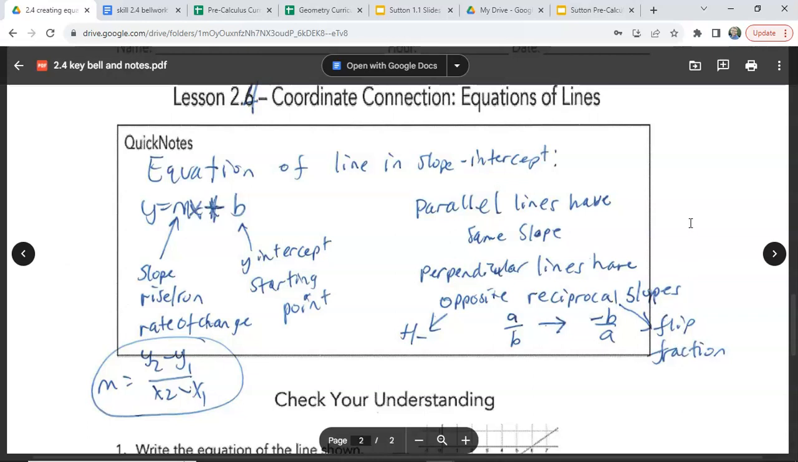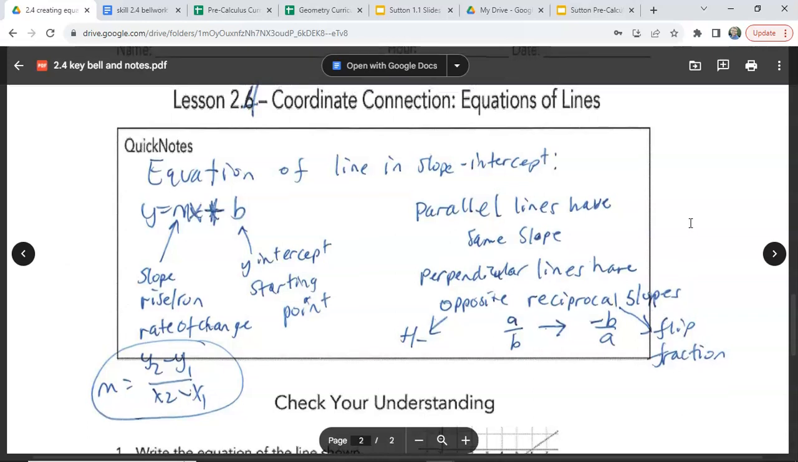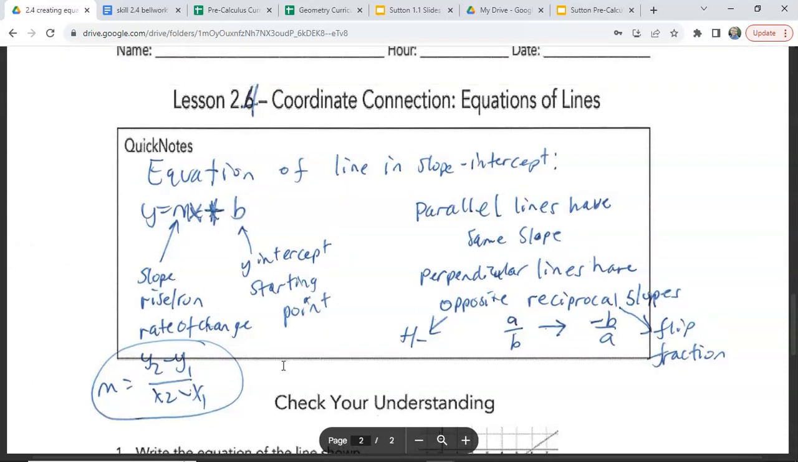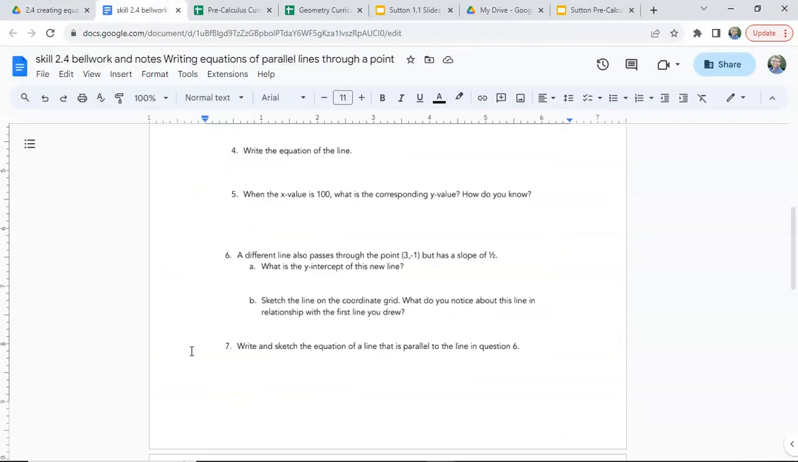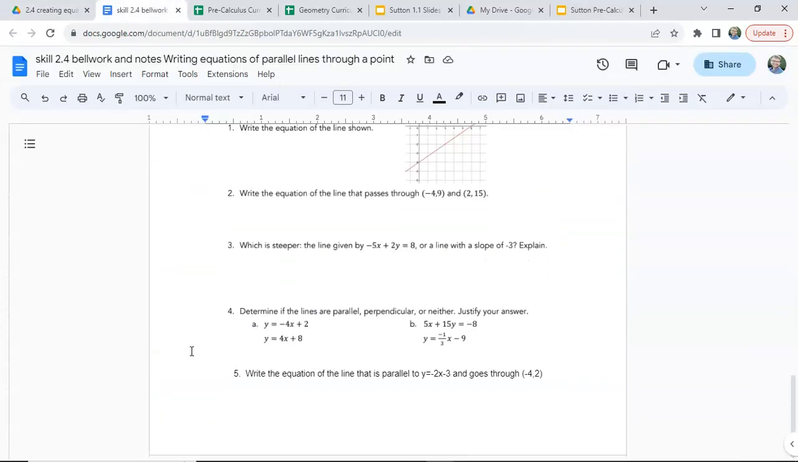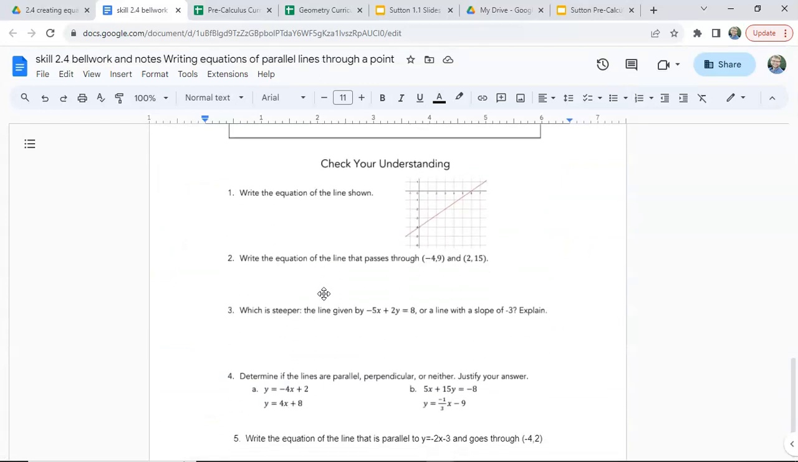Make sure you pause this video and get those down. And then after you have that, work on this next part, the check your understanding. So you can work through those questions on the check your understanding. Pause the video, work on those, and then I'll go over the answers when you come back.